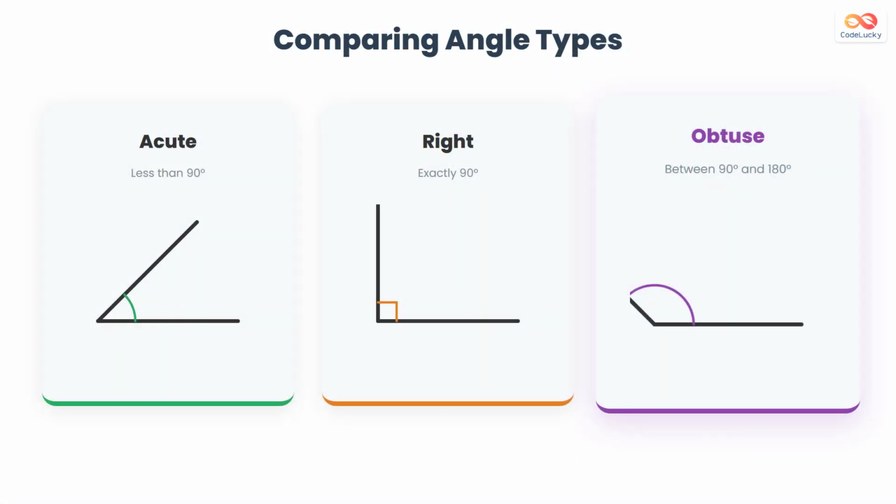Here is a comparison. An acute angle is sharp and small, less than 90 degrees. A right angle creates a perfect square corner. An obtuse angle is wide and open, stretching past that square corner.